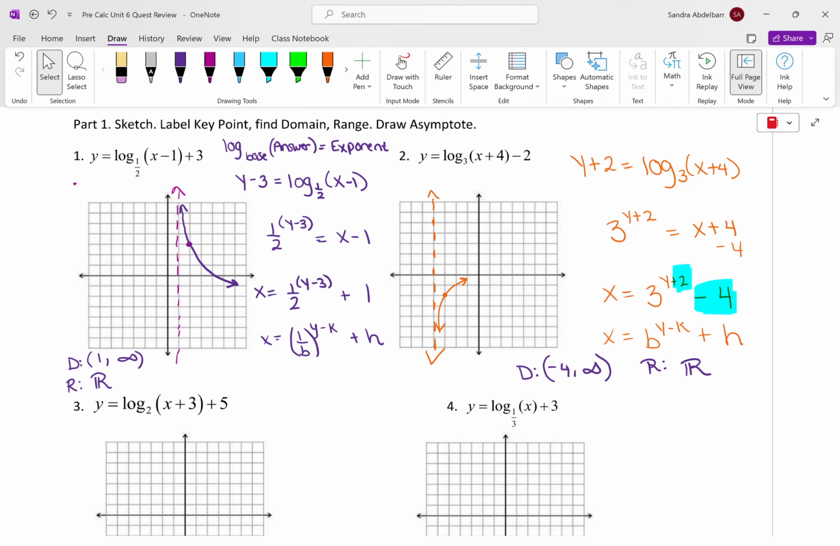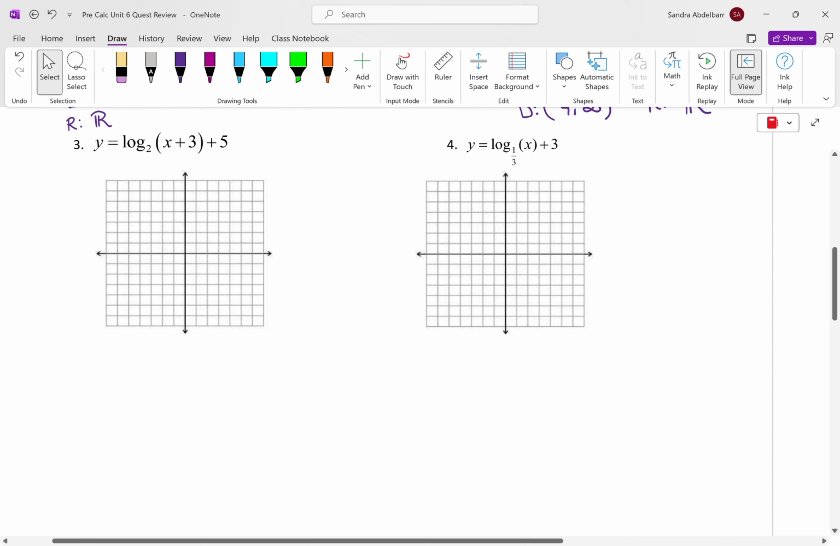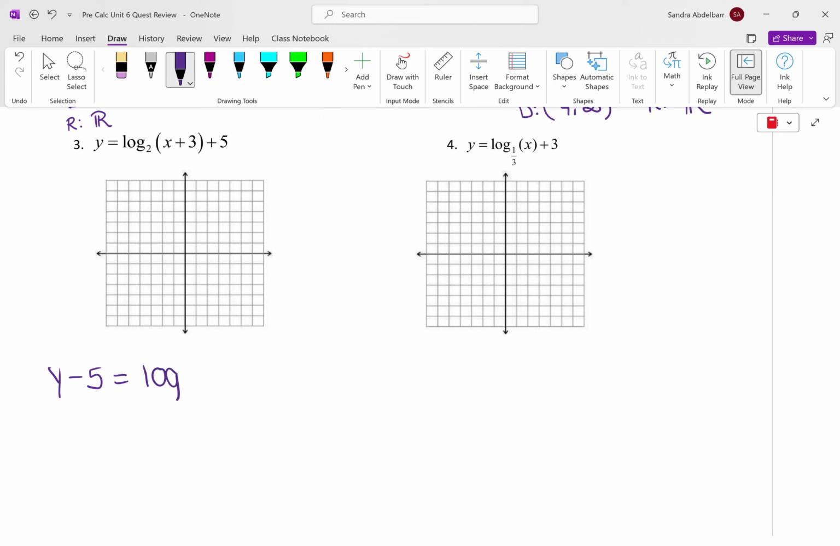Shall we go over it? Sure. Okay. What should we have got? So, first thing, I'm moving that 5 over. So we are at y minus 5 equals log base 2 of x plus 3. Now we're going to turn it back into exponential. So it's 2 raised to the y minus 5 equals x plus 3.